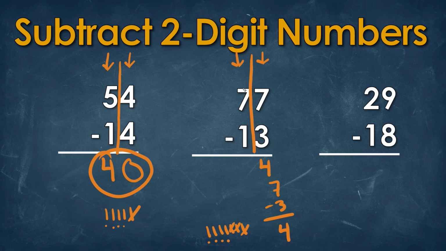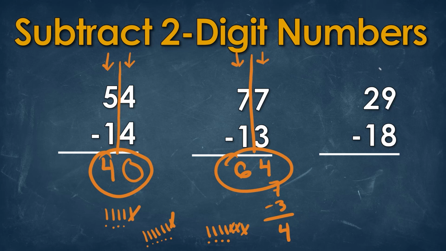Okay, well now, what happens? How do we subtract 7 minus 1? Well, you know that we have 1, 2, 3, 4, 5, 6, 7. Take off 1. We're left with 1, 2, 3, 4, 5, 6. So 77 minus 13 is 64.